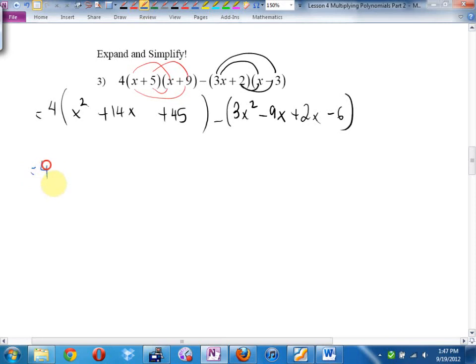There's going to be a 4. There's going to be an x squared plus 14x. Greg, you see where the 14 came from? Plus 45. Where the 14x came from, right? There's going to be a minus sign. There's going to be a 3x squared, but there's not going to be a minus 9x plus 2x. What am I going to write instead, Brody? That's a good start. You're almost right. Careful. Yes, negative 7x. Don't make that mistake on a test, right? Minus 6.